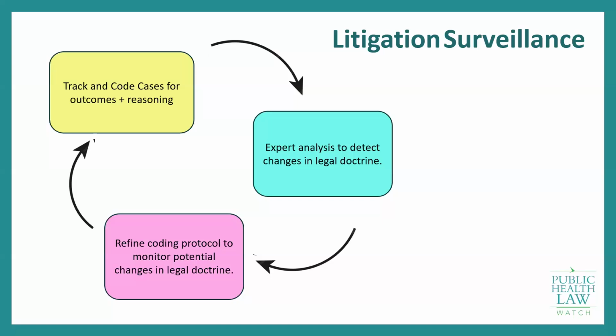It starts with the tracking and coding of cases, and it looks for the outcomes and the reasoning, and we can code in a nuanced and sophisticated way. But then we apply the human in the loop by having experts analyze and separate signal from noise and detect some rumblings or shifts or something afoot in the legal doctrine. Then we refine the coding protocol to capture and monitor those rumblings of potential changes in legal doctrine. It's a surveillance feedback loop that I've got in mind. And I think that there is real promise here. I hope there is. Next slide, please.